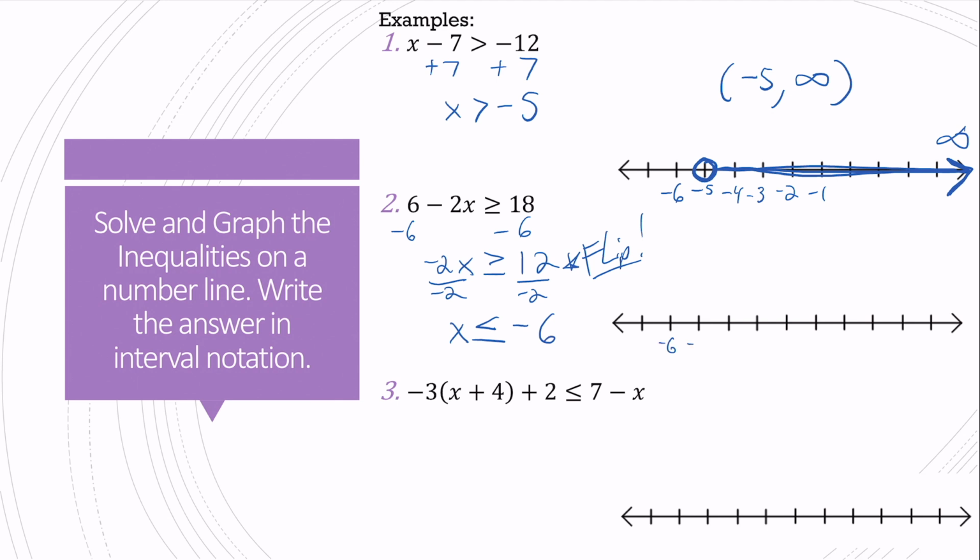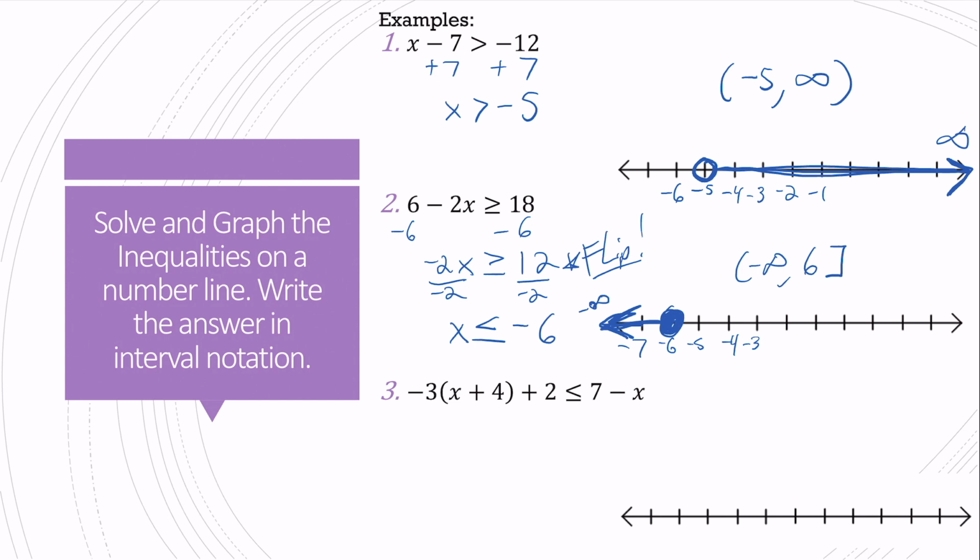So negative 6, make our number line. Negative 6 is graphed with a closed dot because it's less than or equal to. X is less than or equal to negative 6. I shade everything to the left. That's negative infinity over here. So when writing this out in interval form, I would have from negative infinity to negative 6, and negative 6 gets a bracket because the endpoint is included.